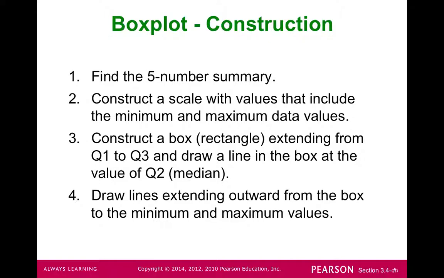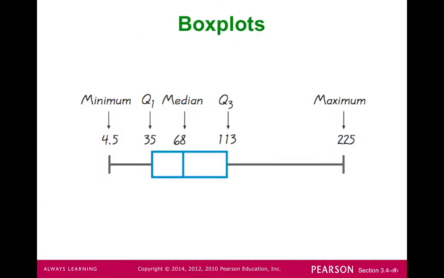Now I know that probably sounds like a mouthful, but in reality it's actually fairly straightforward how to construct these. So let me show you. Here is an example of a 5-number summary and how you would go about setting it up. For this data set, the minimum value is 4.5 and the maximum value is 225, I'm sorry. Your Q1 is at 35, so you can see that that's the start of the rectangle. Your Q3 is at 113. Your median was put in the middle here at 68, and then the whiskers come out to the ends where your maximum hits and where your minimum hits.